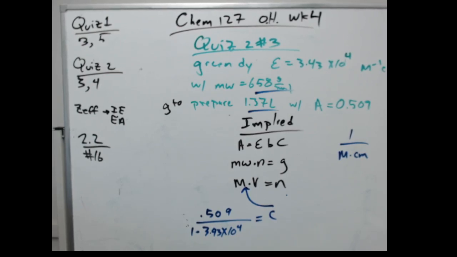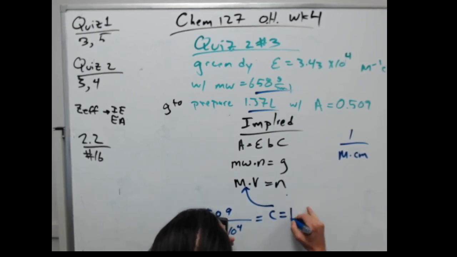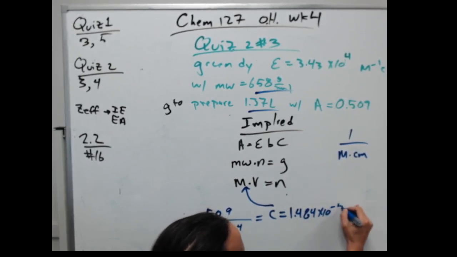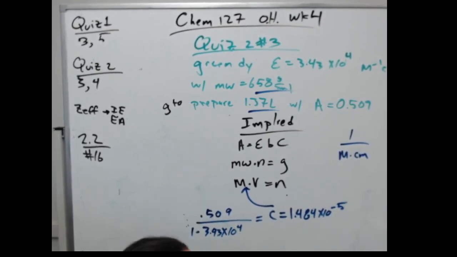So you're just trying to find the concentration? Yeah, that's the next step. After I find the concentration, the rest of the problem flows. But let's go ahead and finish it off real quick. So we find the concentration: 0.509 divided by 3.43 times 10 to the 3rd gives me a concentration of 1.484 times 10 to the minus 5. So it's going to be like 14 micromolar.